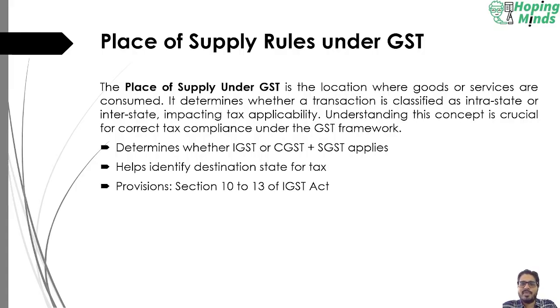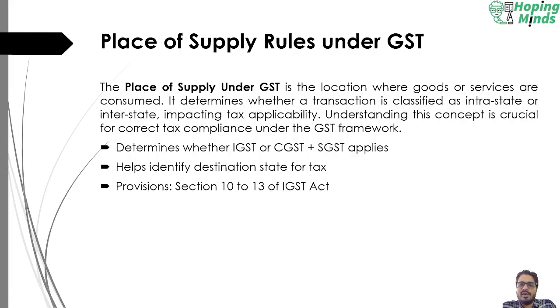So what is place of supply rules under GST? The place of supply under GST is the location where goods or services are consumed, that is the recipient's location. This is the general rule. It determines whether a transaction is classified as intrastate or interstate, impacting the tax applicability. That is, if CGST and SGST or IGST has to be charged. So understanding this concept is crucial for correct tax compliances under GST framework.